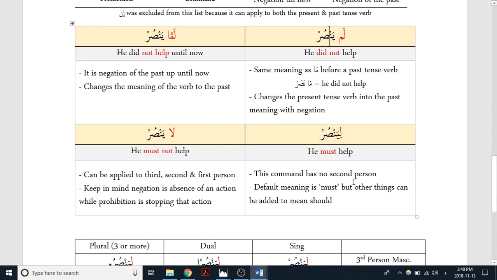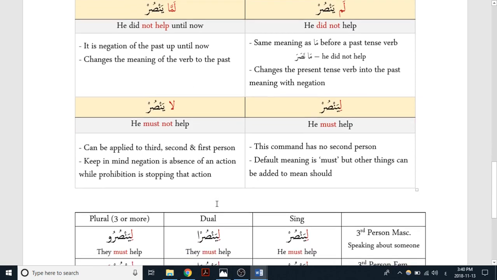This command has no second person, and the default meaning is must, but other things can be added to mean should. I spoke to Sheikh later about this, and he said it can also be contextual, so I'm sure he'll clarify this at a later date. La yansur, he must not help. It's the same as this command, except it's a negation now. It can be applied to third, second, and first person, unlike this one, which is only applied to second person. And one thing Sheikh wanted us to keep in mind is that negation is the absence of an action, while prohibition is stopping that action. A lot of people get confused between the two. Now, it's just a clarification.